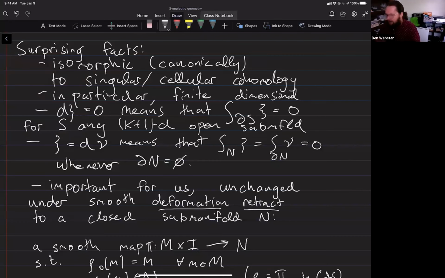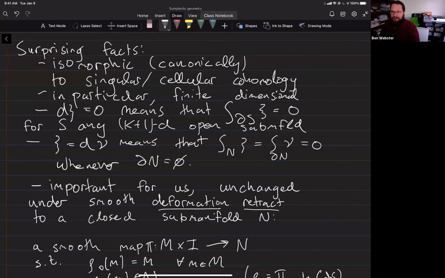On the other hand, being exact, and in both cases I'm just using Stokes' theorem, means that integrating over anything with trivial boundary gets you 0. So the difference between closed and exact forms is exactly detecting whether there are cycles in your manifold which are closed, have no boundary themselves, but aren't a boundary, right?